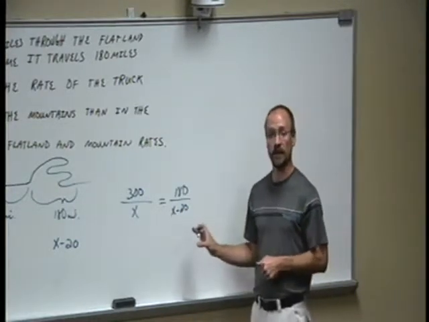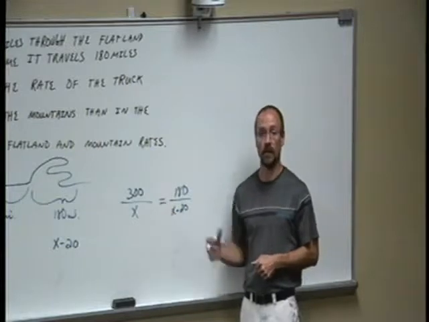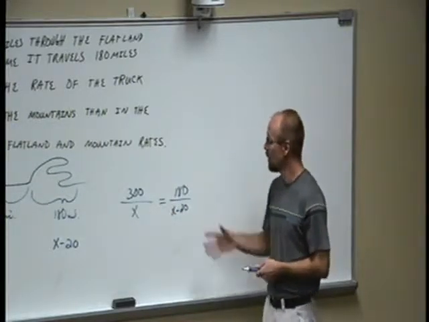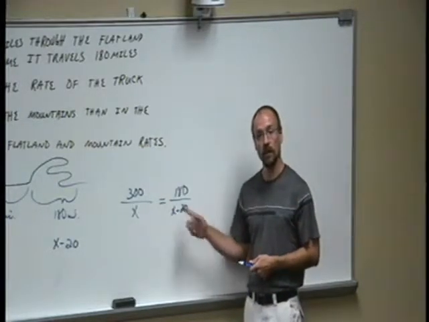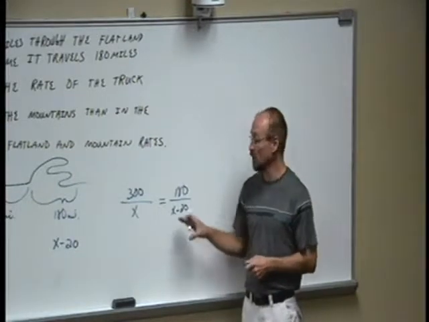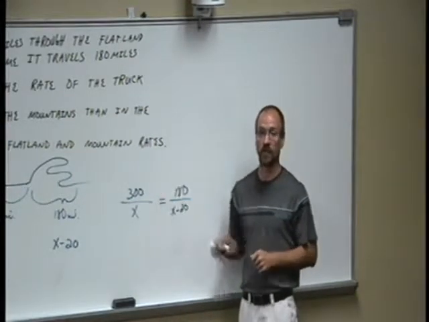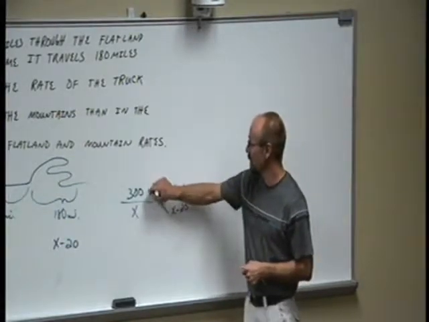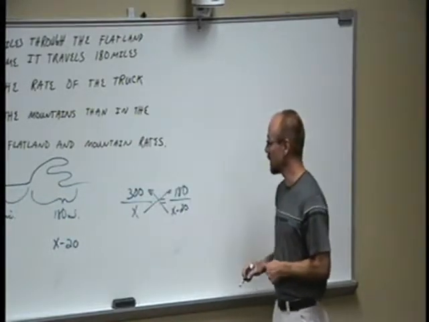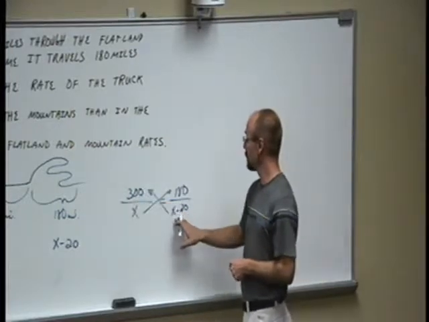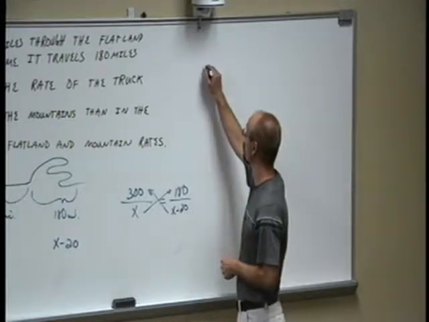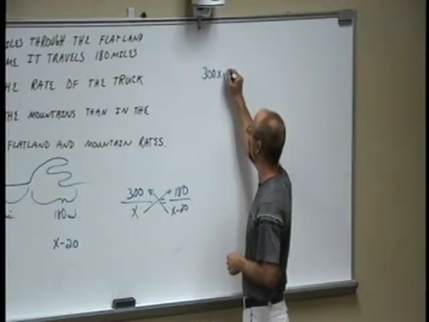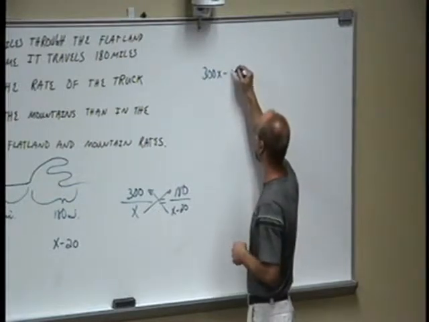Now, if we recall what we saw in the last section, 5.4, we dealt with proportions. Well, we can use the cross product in order to solve this equation. We're ready to solve it. So I'm going to use the cross product and multiply our denominators to our numerators, and I'm going to get 300 times x minus 20. I have to distribute 300 times x and 300 times negative 20.